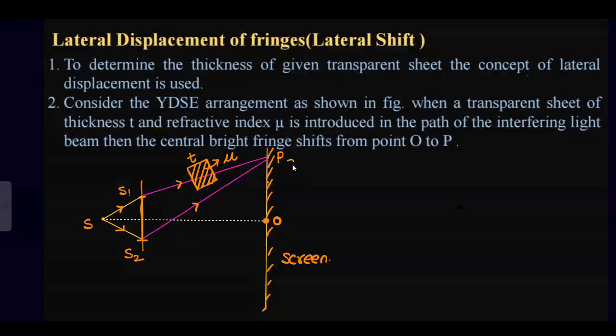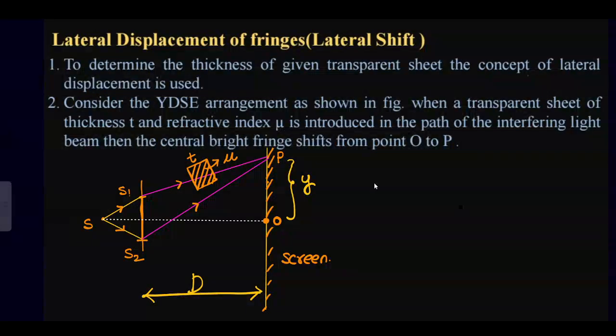Listen carefully. Now the path difference, which is equal to d sin theta, will be equal to, because of the shift, (mu minus 1) into t. Mu is the refractive index and t is the thickness of the slab. And here this distance which is shifted, we are calling y, and the distance between the slits and the screen we used to take as capital D.